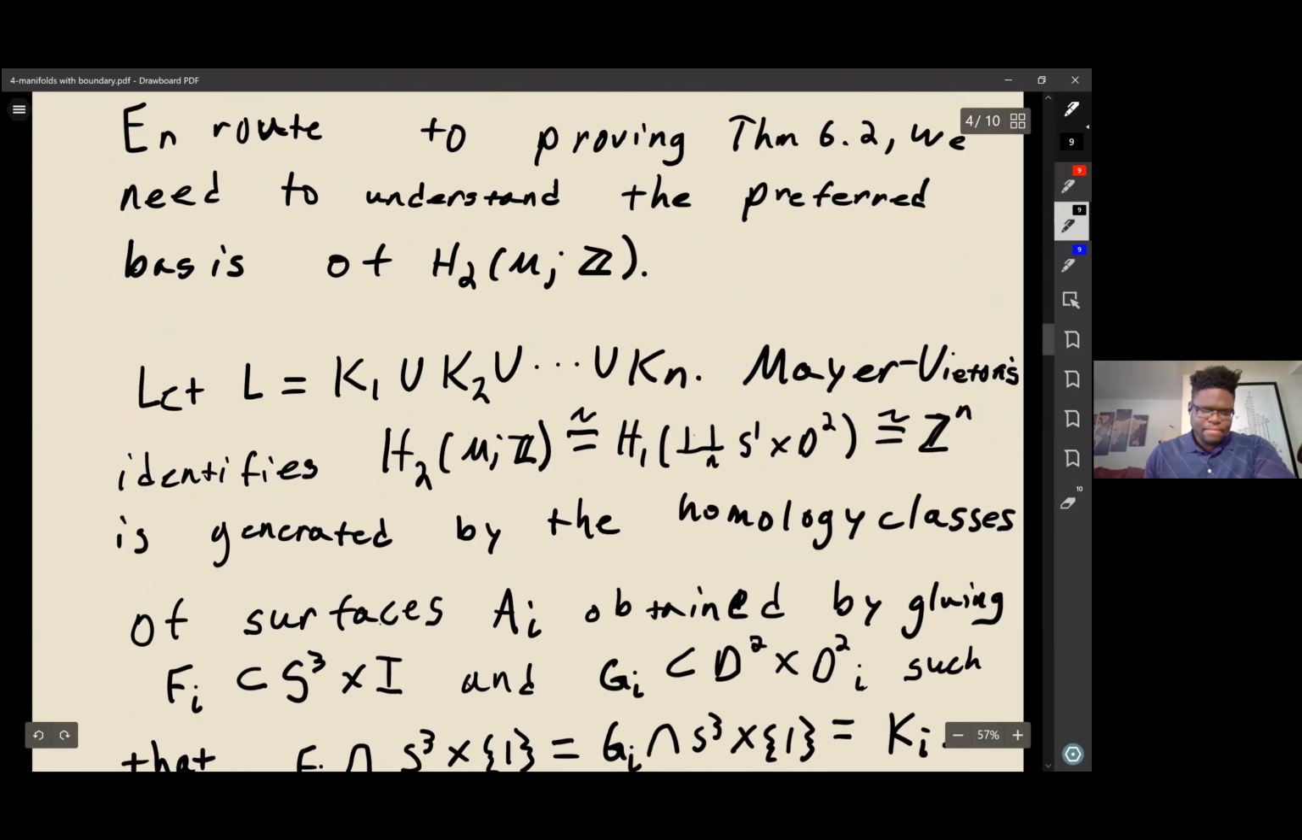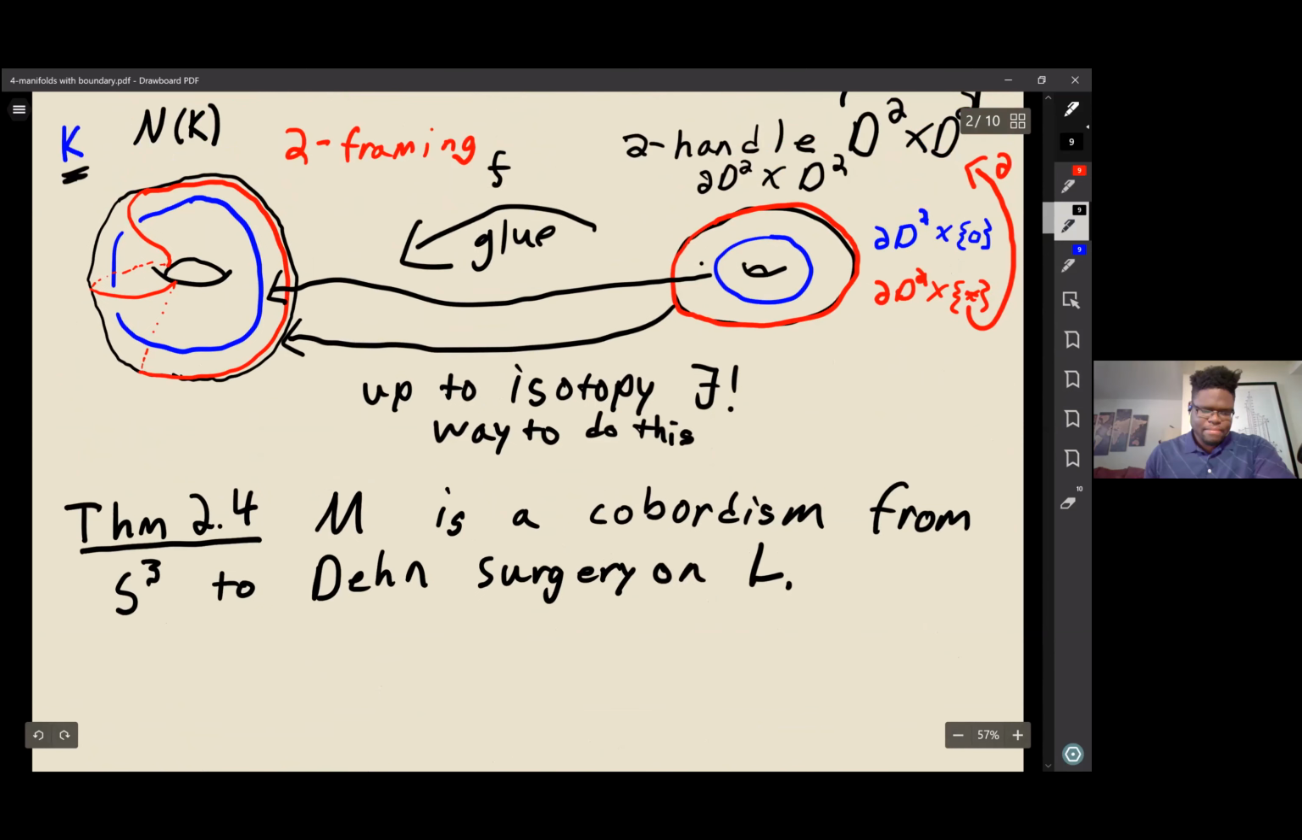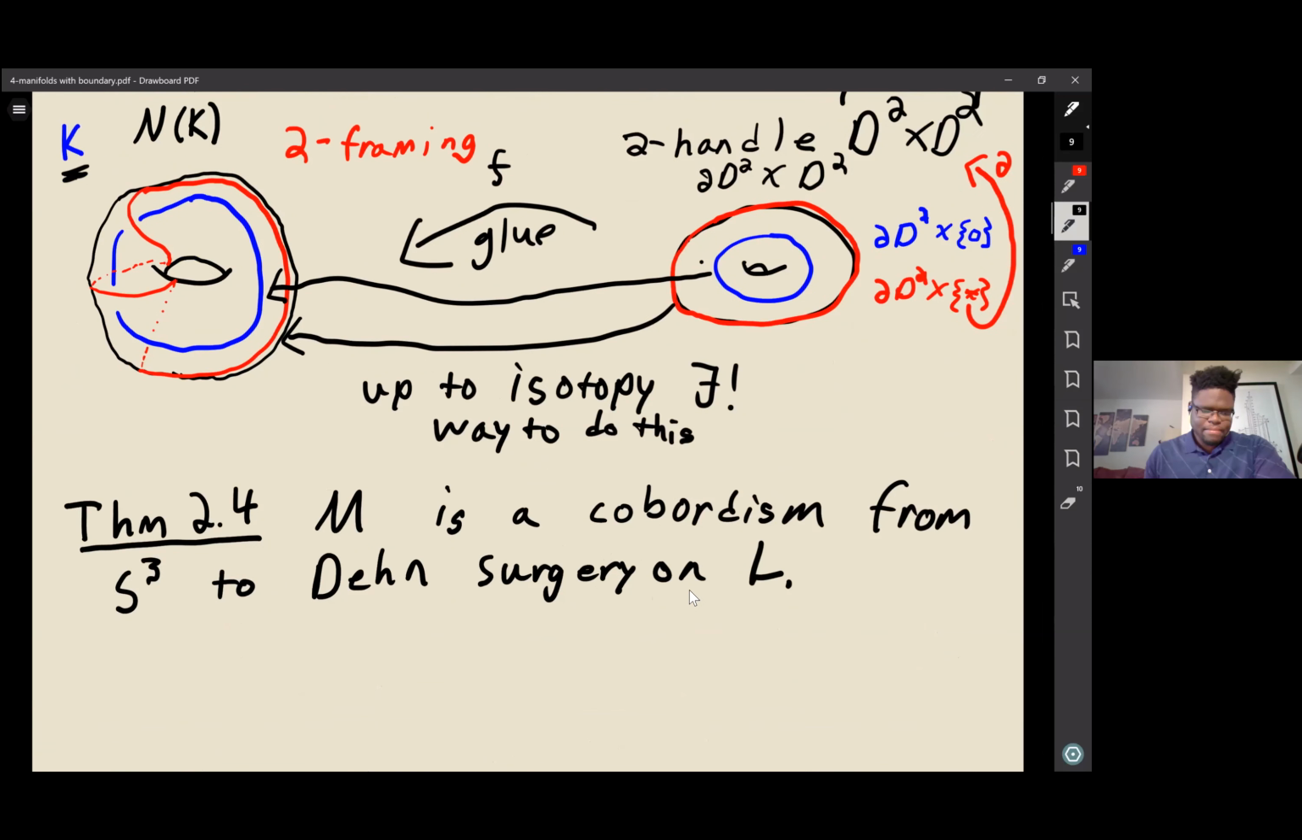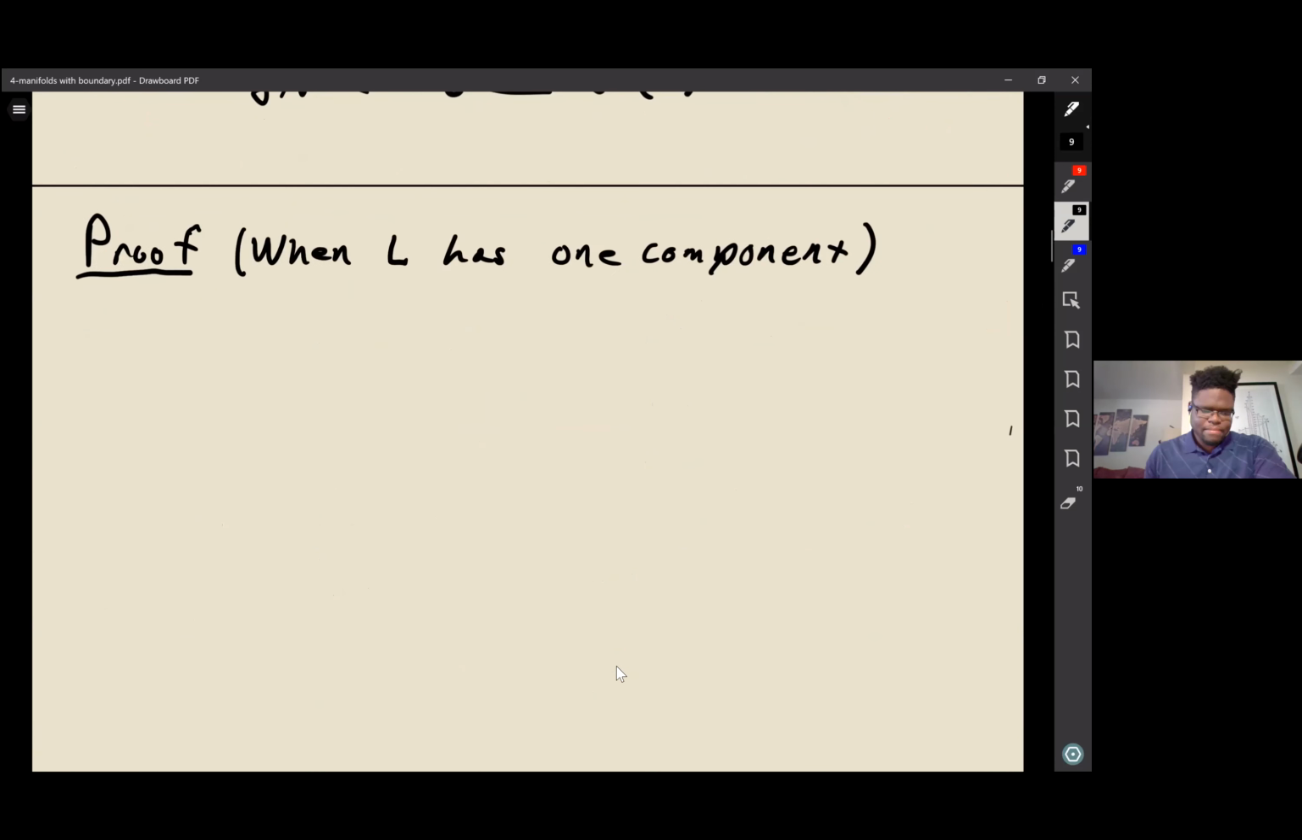So theorem 2.4 in Saveliev is that this manifold M that we get as the trace of surgery is a cobordism from S3 to Dehn surgery on this framed link L. And so all I mean by cobordism is that the boundary of M is minus S3 union surgery on L. And the way that we can see this, at least when L has only one component, we can see that the boundary of M has two components.